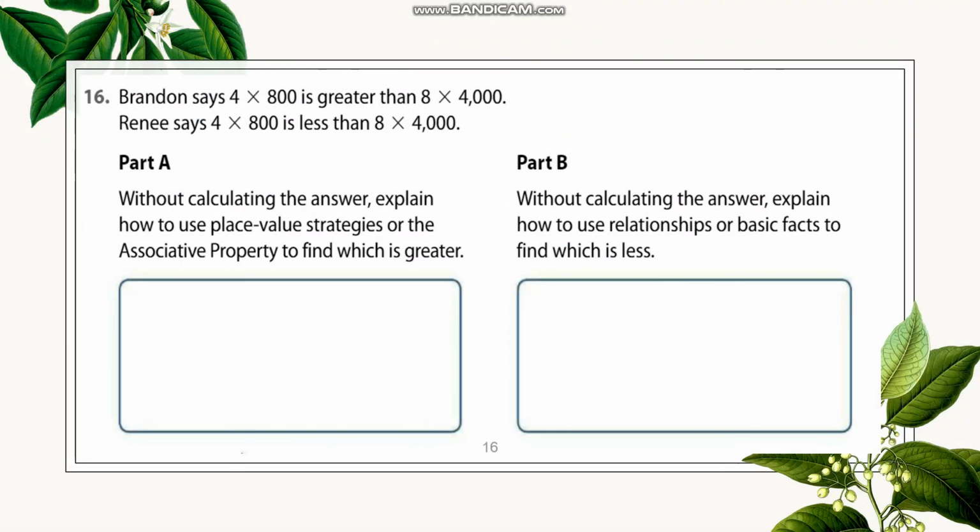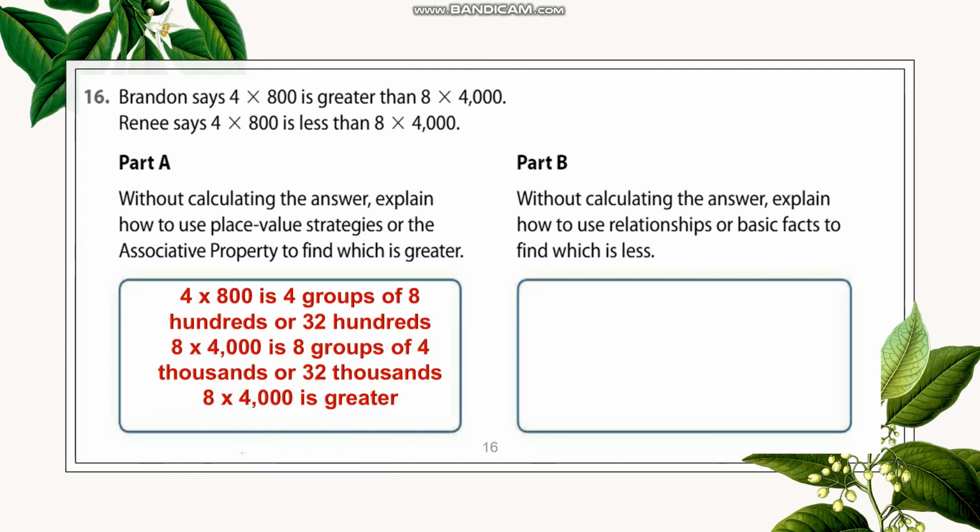Number 16. Brandon says 4 multiplied by 800 is greater than 8 multiplied by 4,000. Renee says 4 multiplied by 800 is less than 8 multiplied by 4,000. In part A, without calculating the answer, explain how to use place value strategies or the associative property to find which is greater. 4 multiplied by 800 is 4 groups of 800, or 3,200. 8 multiplied by 4,000 is 8 groups of 4,000, or 32,000. So 8 multiplied by 4,000 is greater.